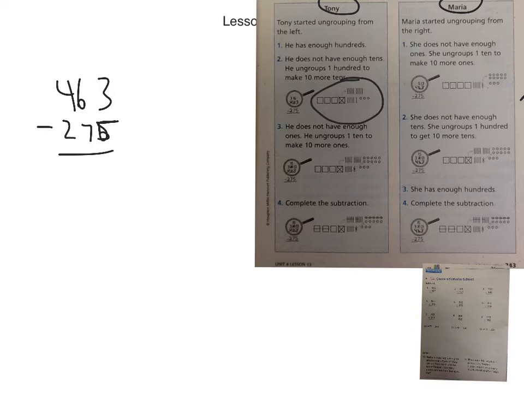than Tony, because she's going to subtract right to left. That's what I like to do. So what she did is she did her drawing. 100, 200, 300, 400, 1, 2, 3, 4, 5, 6, 1, 2, 3.